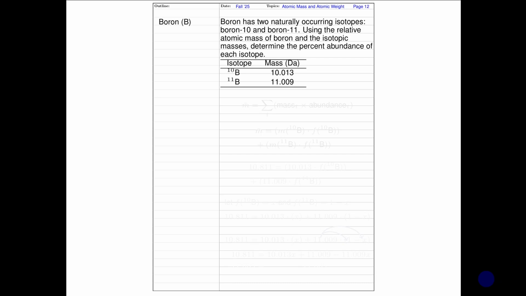In this question, the term relative atomic mass is used, and this is a synonym for atomic weight. The same equation that we've been using to find atomic weight will be used to find the relative atomic mass. The question also uses isotopic masses as opposed to atomic masses. This is also a synonym. Chemists often use isotopic masses when talking about isotopes specifically.